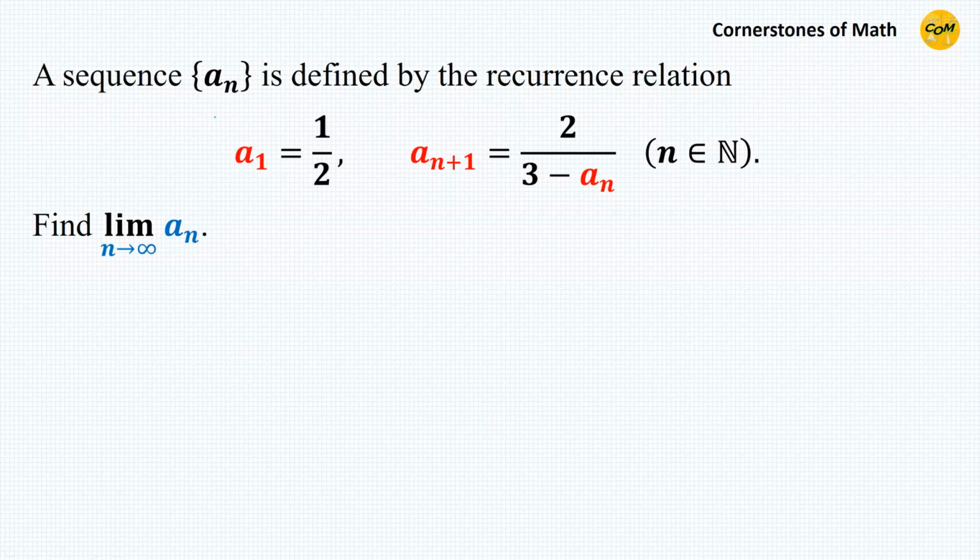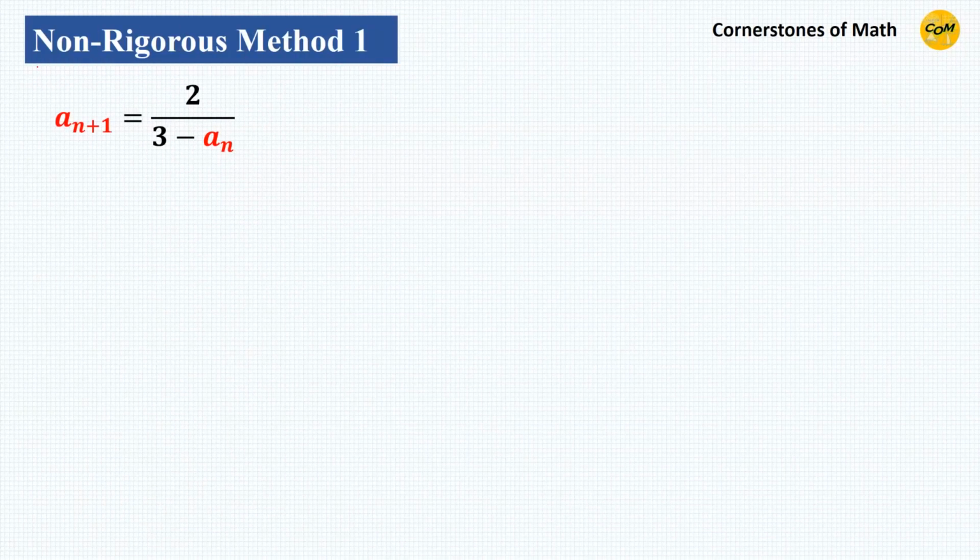A sequence a_n is defined by the recurrence relation a_1 is 1/2 and a_{n+1} is given as 2 over 3 minus a_n for all natural numbers n. Find the limit of a_n as n approaches infinity. First, I will show you several non-rigorous methods. That is, although these methods may provide the correct answer, their logics are not 100% mathematically strict.